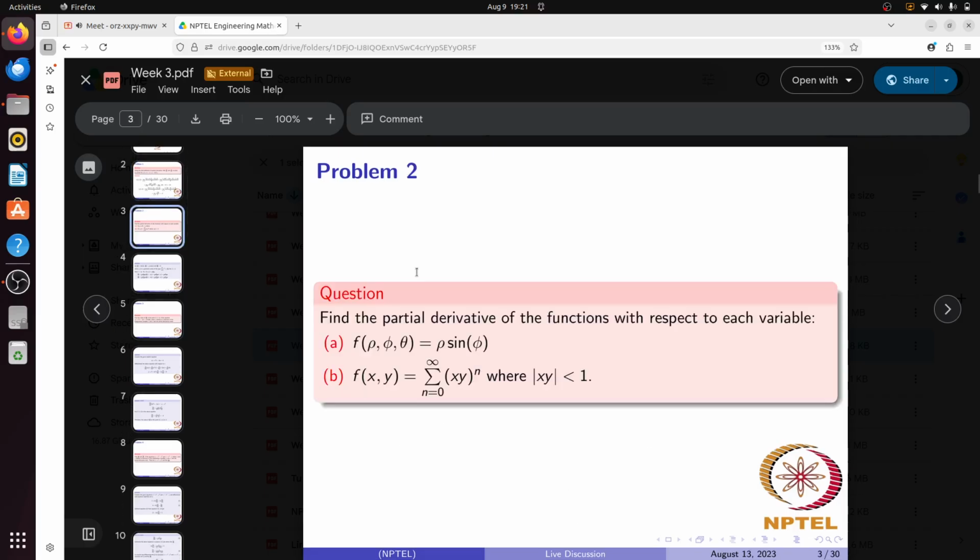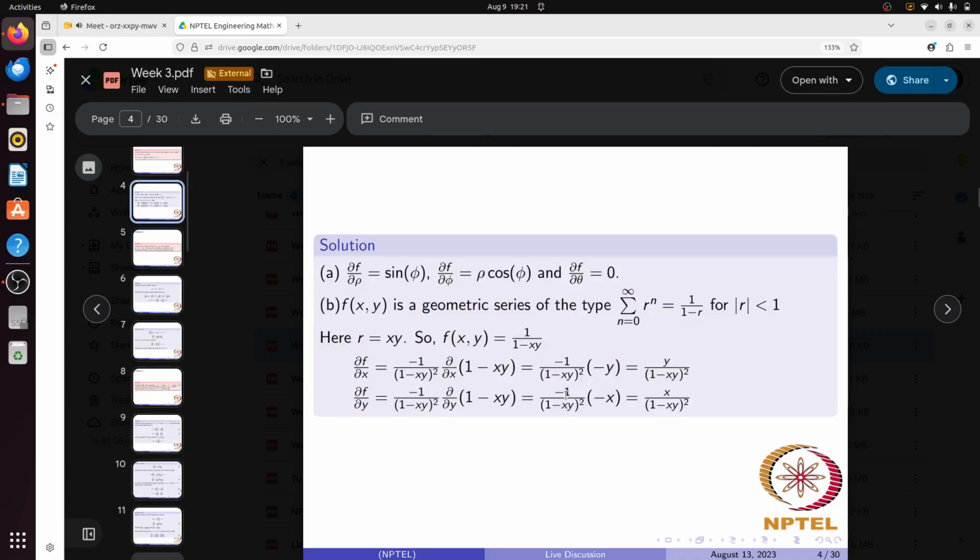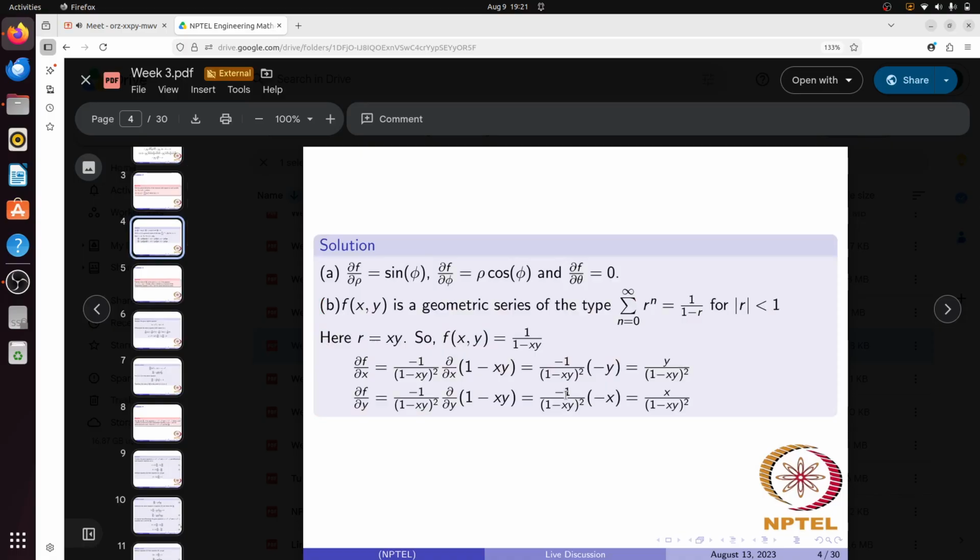Now find the partial derivative of the functions with respect to each variable. These are also quite the same, but this one is a bit tricky because mod xy is less than 1. So this geometric series you can write in terms of 1 by 1 minus xy. Then you take del f del x, you take del f del y, and you will get the final answer.